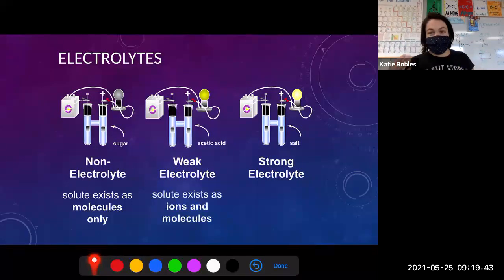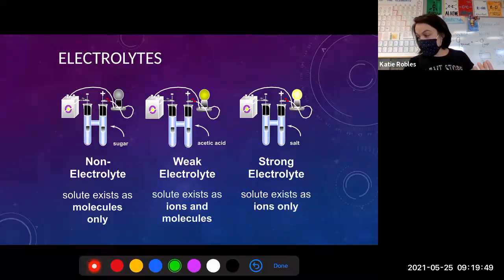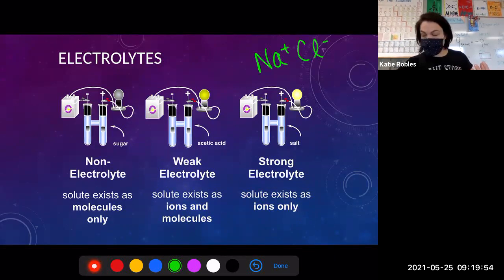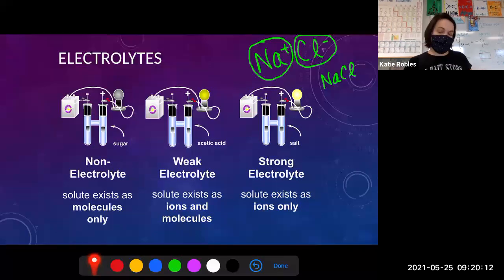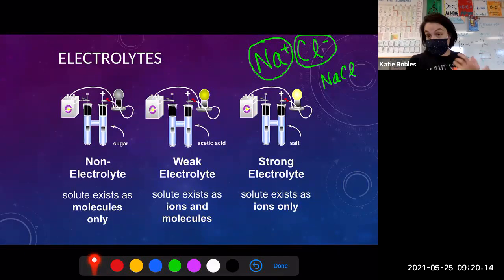If you take an electrolyte, like salt, salt is made of Na and Cl, and that makes NaCl. But when you put this in water, it turns into sodium ions and chloride ions. So an electrolyte is when there are ions dissolved in water. We can say that things that are ionically bonded are most likely going to be electrolytes, and things that are molecularly bonded are going to be non-electrolytes.